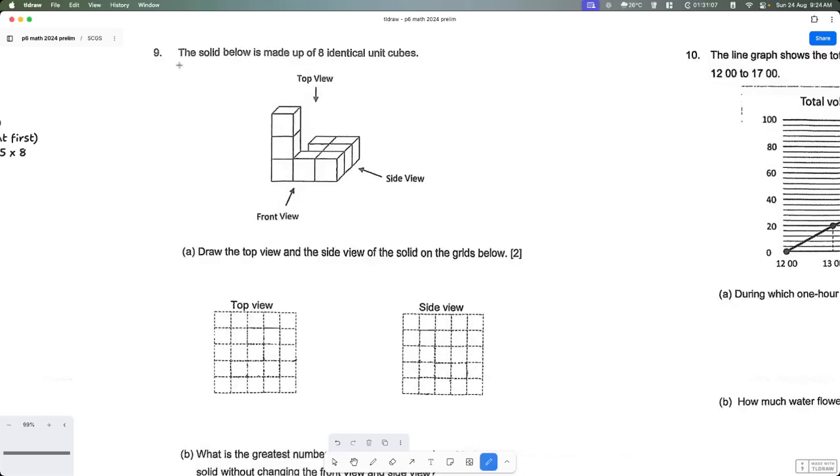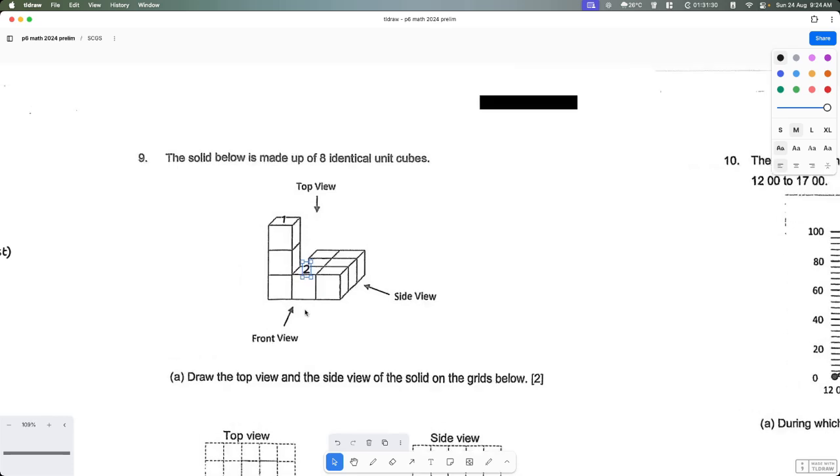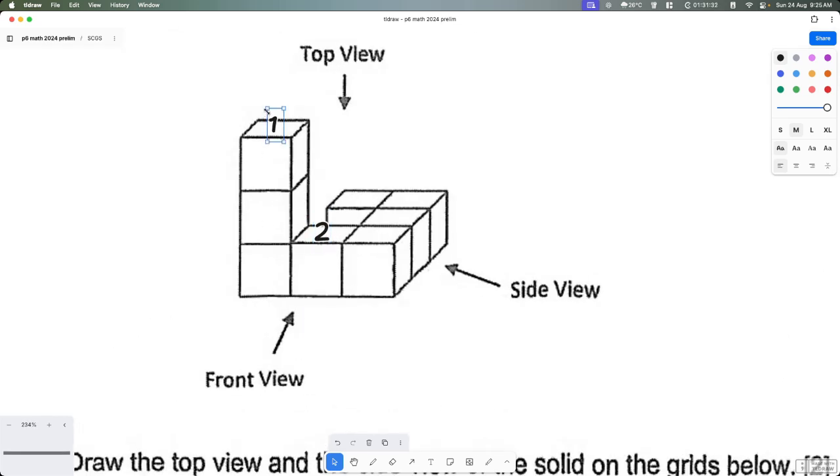All right, so question number 9. The solid below is made up of 8 identical unit cubes. Part A says draw the top view, which is this part, and the side view of the solid on the grids below. So let me just write this down, which is 1 over here. Then we have 2 at the top. It's really very small. So we just have 1.